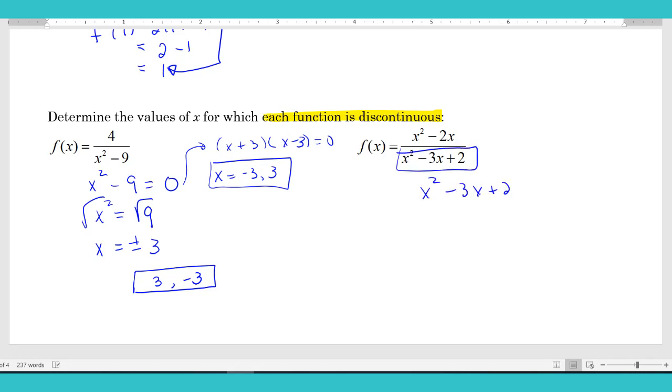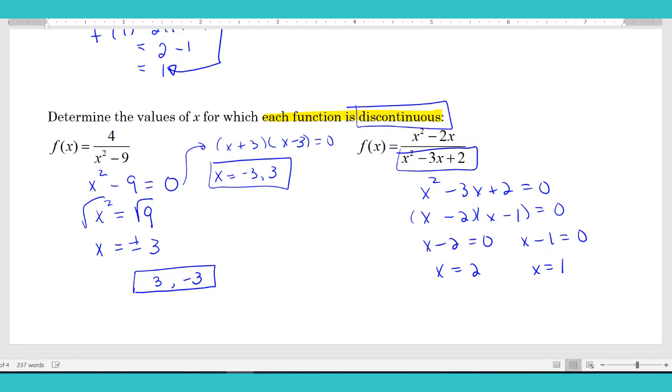So just one more try. We're going to set this equal to 0. Again, I'm going to factor because it's a quadratic. I'm going to set both of those factors equal to 0 and solve for x. And so these are the two values where the function is discontinuous. In other words, it's continuous everywhere except these two values. These two values make it discontinuous.